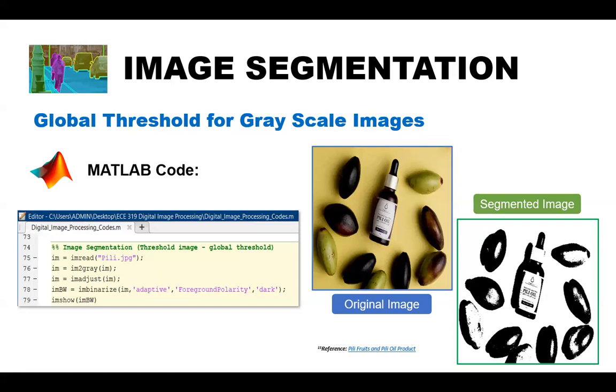Notice that there are some additional elements in the code, such as adaptive, foreground polarity, and dark. These convert the image into a binary image using adaptive thresholding, and use the foreground polarity parameter to indicate the foreground is darker than the background. So let's go ahead and check the program in MATLAB and see how it works for a different example.